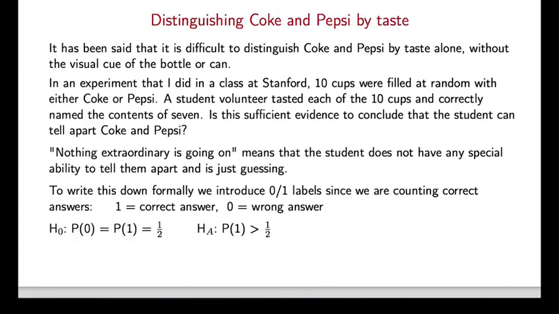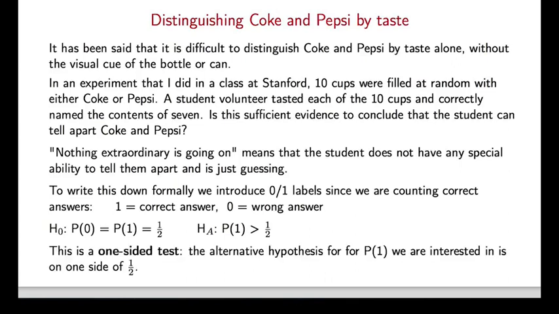Then the null hypothesis would simply say that the probability of a correct answer is a half, and the alternative would be that the probability of a correct answer is larger than a half. This is called a one-sided test, and that simply means that the alternative hypothesis is on one side of the null and not on both sides.